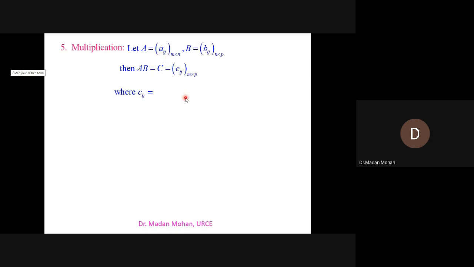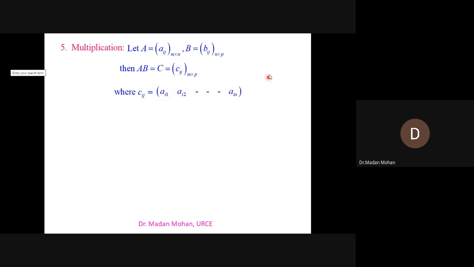Now observe, I am writing the ith row. Ith row: Ai1, Ai2, Ai3, and so on up to AiN. Got this? The first row is A11, A12, A13 up to A1N. The ith row is Ai1, Ai2 and so on up to AiN, because there are N columns: first column, second column, Nth column. It is the ith row of A.